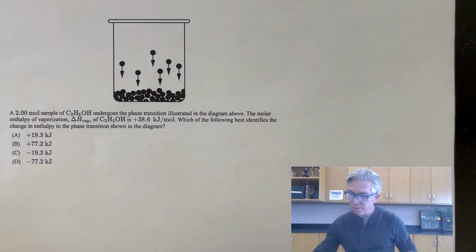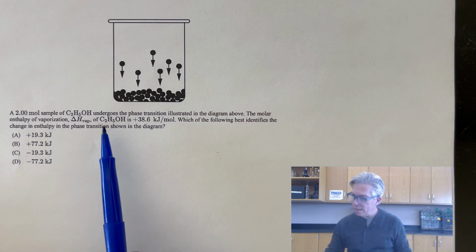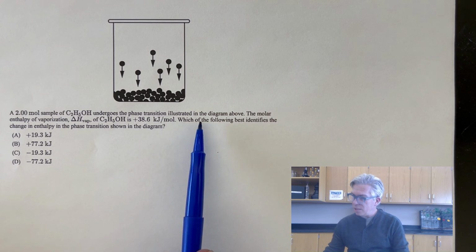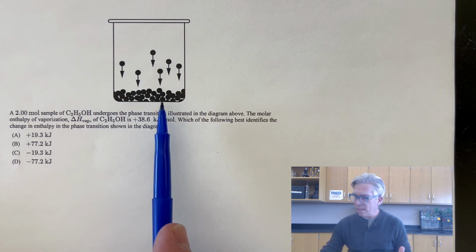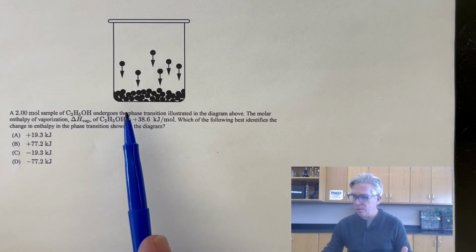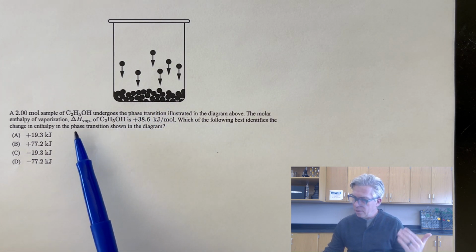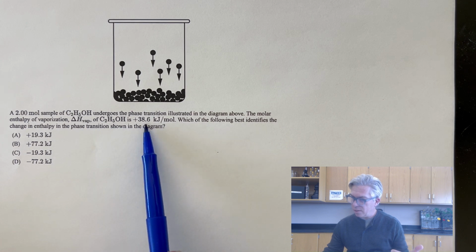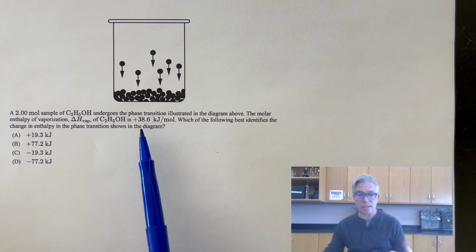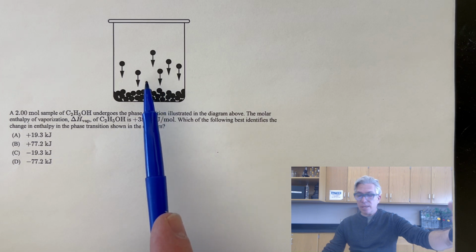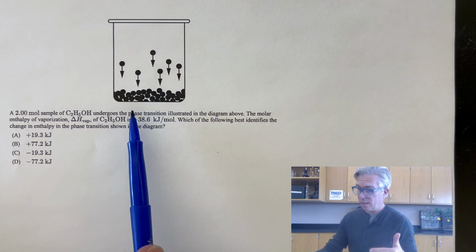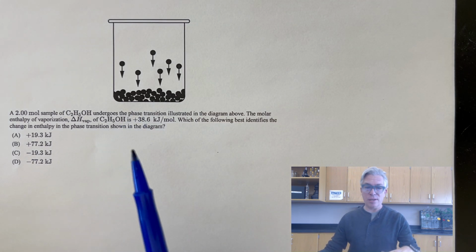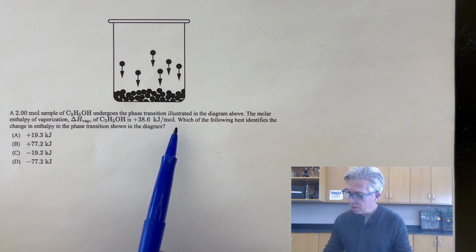Okay, a 2-mole sample. Check this out. Pause it and read it if you would like. It undergoes the phase transition illustrated in the diagram. Now, what is that phase transition? It looks like gas and then liquid here, so we're condensing. The molar enthalpy of vaporization is plus 38.6. Vaporization is endothermic. This condensation is going to be exothermic, because when these lose their energy to go back in the liquid, it has to go out. So I'm looking for a negative value.